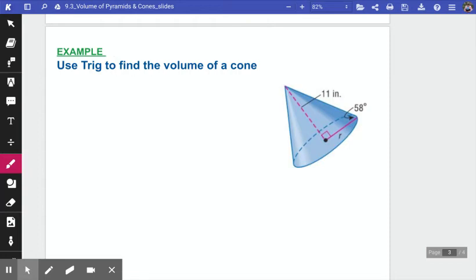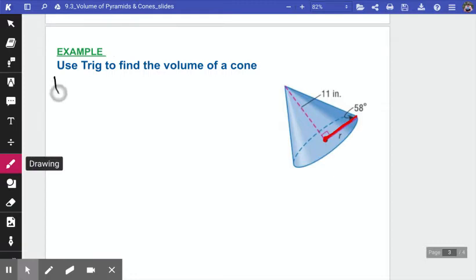In this example, we're going to use trig to find the volume of a cone, because we need to use trig to find the radius of the base. So this radius right here is the radius of the circular base. I'm going to write down the formula, and a couple of things, and then we're going to break down what we need.